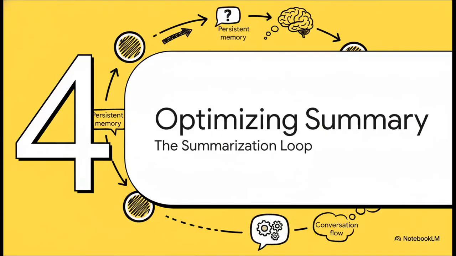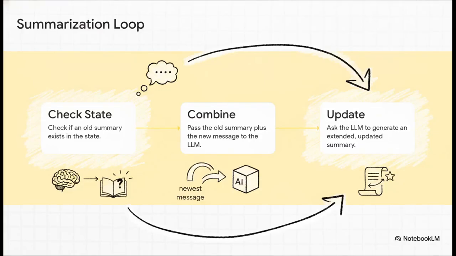Part 4. Optimizing the summarization loop. Okay, so let's dive right into the actual LangGraph logic of how this summary is generated dynamically. Because you're probably wondering, how do we keep this summary up to date as the conversation naturally flows and changes? Well, this logical loop is the core of our solution. If it's the very first time we're summarizing, we just ask the LLM to create a new summary of the chat so far.